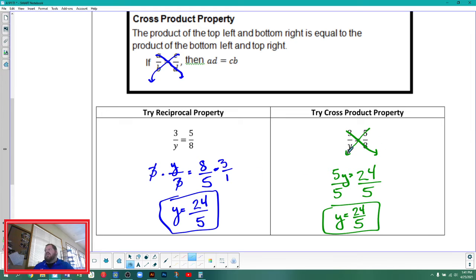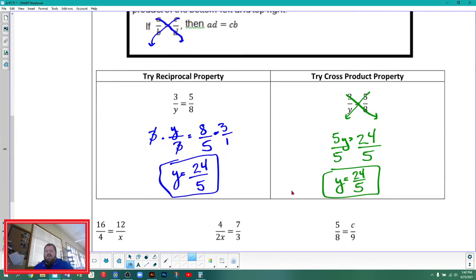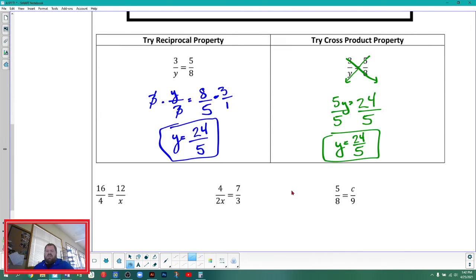Some people like this method because it gets rid of fractions, and I know a lot of people are very afraid of fractions. At the end of the day, our answer is a fraction, so it's only going to get you so far, but it does take fractions out of the scenario for the time being. Let's go ahead and take a look at some of these problems. Since I looked at reciprocal property yesterday, I'll probably focus a little more on cross products. So let's go ahead and do that on this first one.